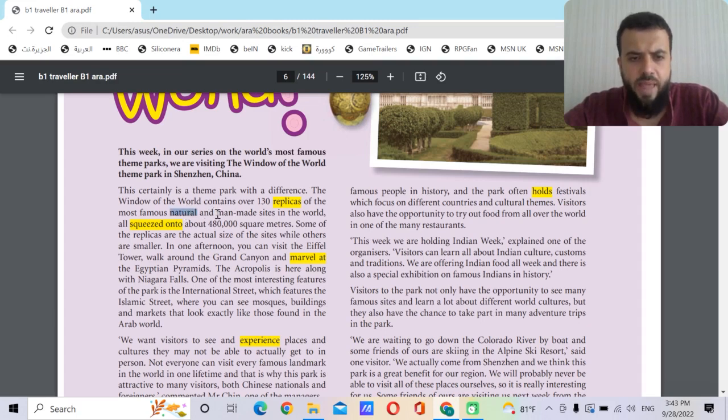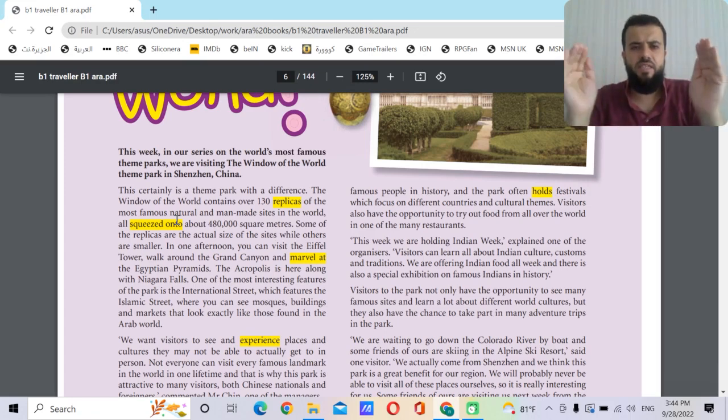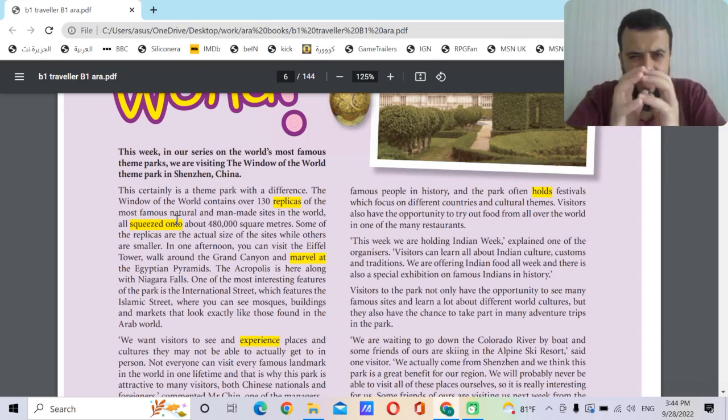130 replicas of the most famous natural and man made sites. Natural, opposite, is man made. I can also say artificial. Artificial. All squeezed into about 480,000 square meters. Squeezed into. So it's lots of things in a small place. So we squeeze them. They are very close to each other, just put together. Squeeze. We can also use the verb squeeze when we talk about juice, for example. So let's squeeze the oranges. Let's juice them, make them into a juice.